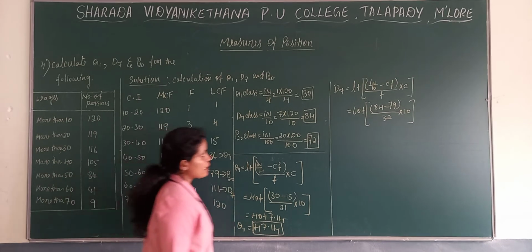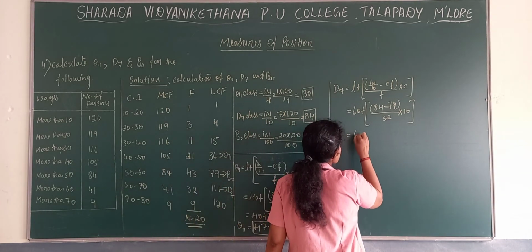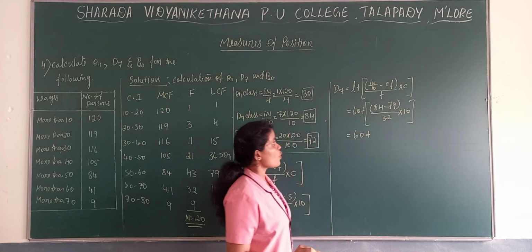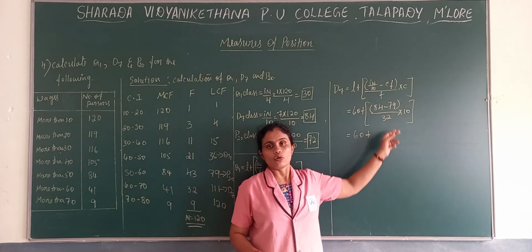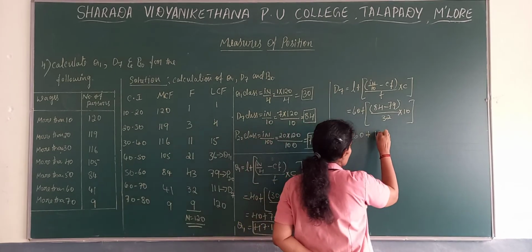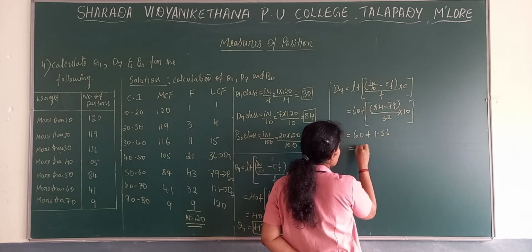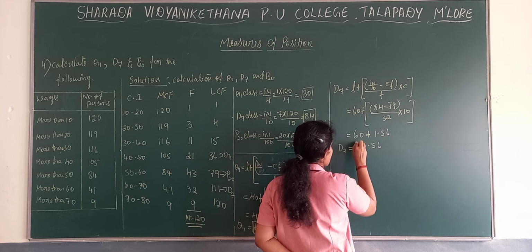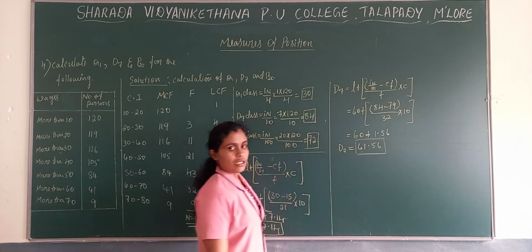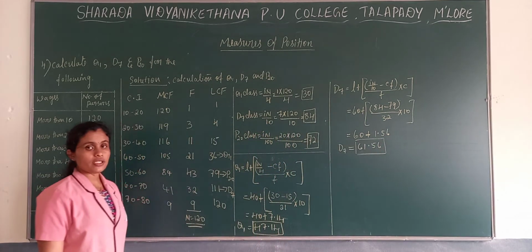Now when you calculate here, 60 plus 84 minus 79 into 10 divided by 32, we get the value as 1.56. So here we get 61.56 as your D7. Your D7 value is 61.56.